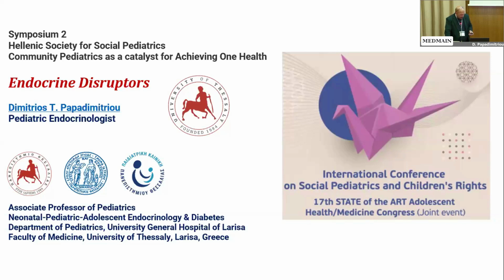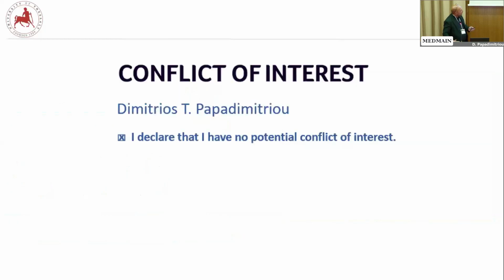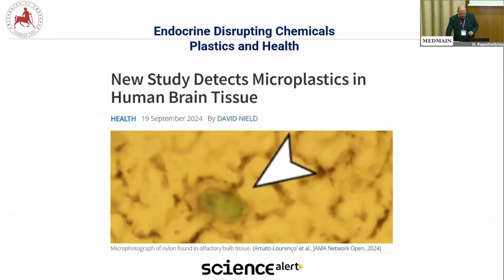So we're going to speak about endocrine disruptors, and this is a very disrupting image from our brain. It was issued just this September, showing a microplastic in our olfactory bulbs. So I remind you that olfactory bulbs have neurons that originate from the same origin, such as GnRH neurons. And it seems like microplastics have a preference for our tissue in the brain.